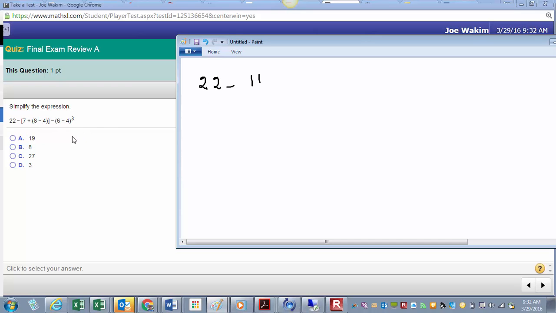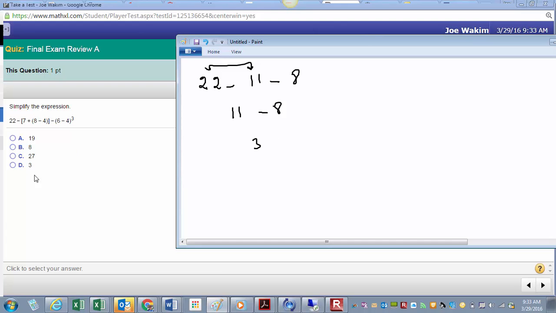Now here I have a minus. What's 6 minus 4? 2 cubed. 2 times 2 times 2, 8. So that's an 8. And then I have a minus outside, so that's a minus 8. Okay? So 6 minus 4 is 2, 2 to the power 3 is 8, and then I have a minus sign. So now 22 minus 11 is 11, minus 8. Right? I can subtract these two first. And then 11 minus 8 is 3, and D is the answer.